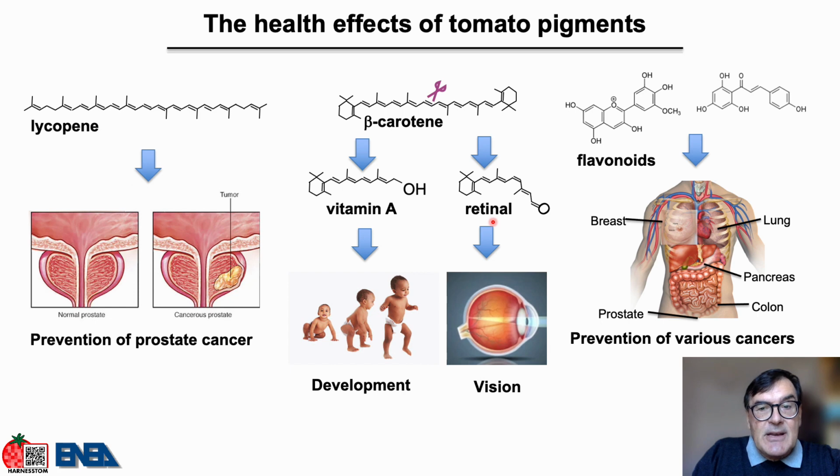These two pigments are heat stable and are best absorbed by our intestine in the presence of oil. So the best way to get a good dose of these carotenoids is to make a tomato sauce or, if you like raw tomatoes, use oil as a condiment. Finally, flavonoids are well known for their antioxidant properties, which help them prevent several types of cancers like breast cancer, lung, pancreas, prostate, and colon cancer.